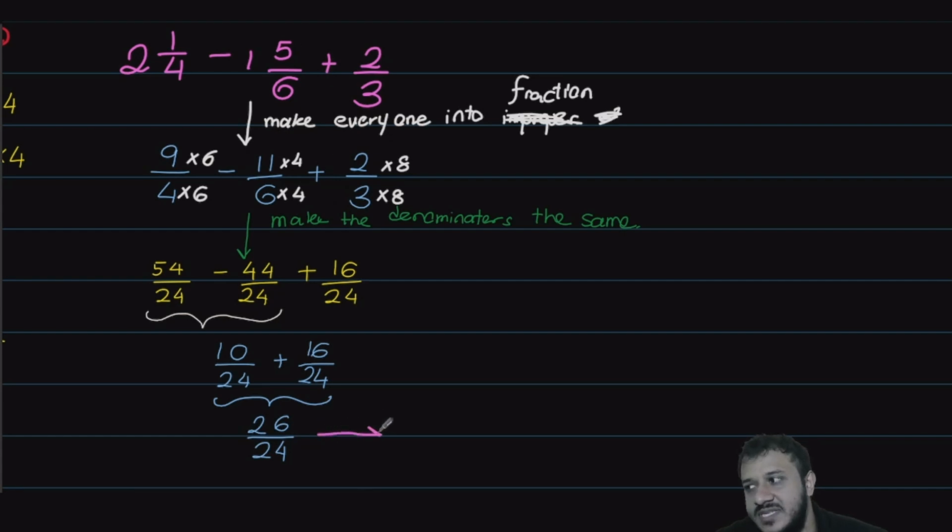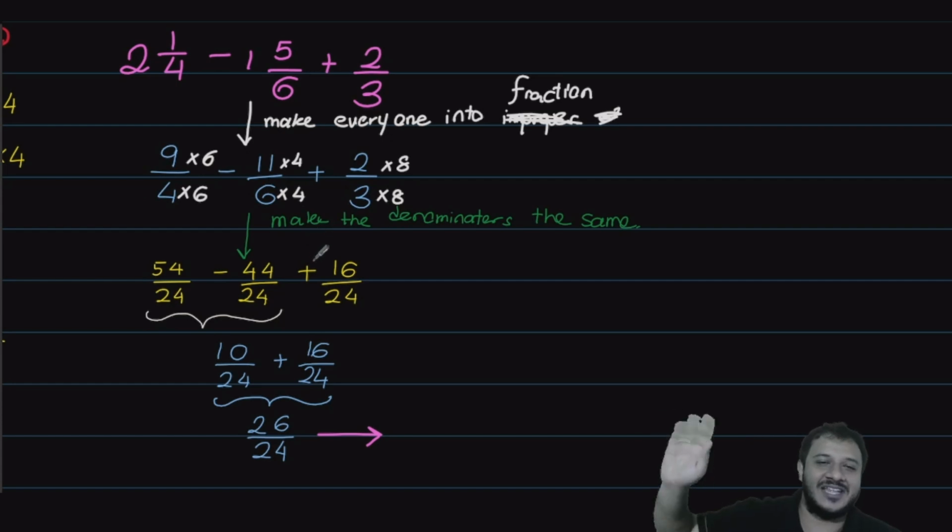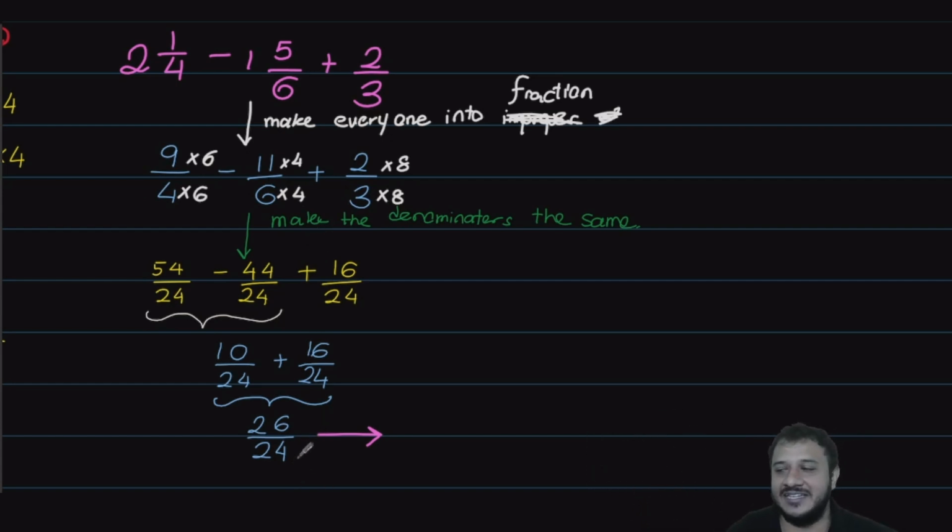Now start to simplify if you can. Is there any way I can simplify up and down here? Actually, there was a much better number to make it into. It's not 24. I should have made it into a 12. 3 times tables goes to 12. We should have done it into 12. But okay, that's alright. We can still get it done correctly here. 26 and 24. We can divide both of them by which timetable? 2 timetable. 2 times 13, 2 times 12.